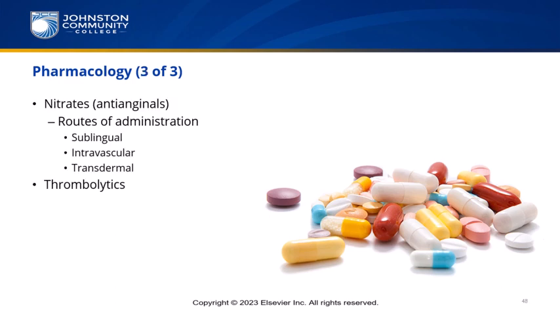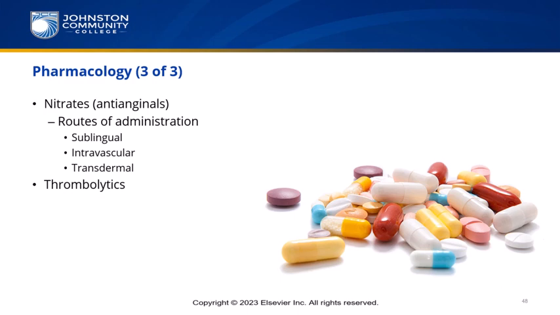Next we have nitrates, which are anti-anginals. These are drugs that relax blood vessels and reduce myocardial oxygen consumption to decrease the pain of angina pectoris. They are also used to treat hypertension and heart failure. Examples would include Nitro or Nitro-Dur. Nitroglycerin can be administered sublingually, which means under the tongue, intravascularly, which means within the vessel, or through a transdermal patch. Trans means through, dermal means skin.